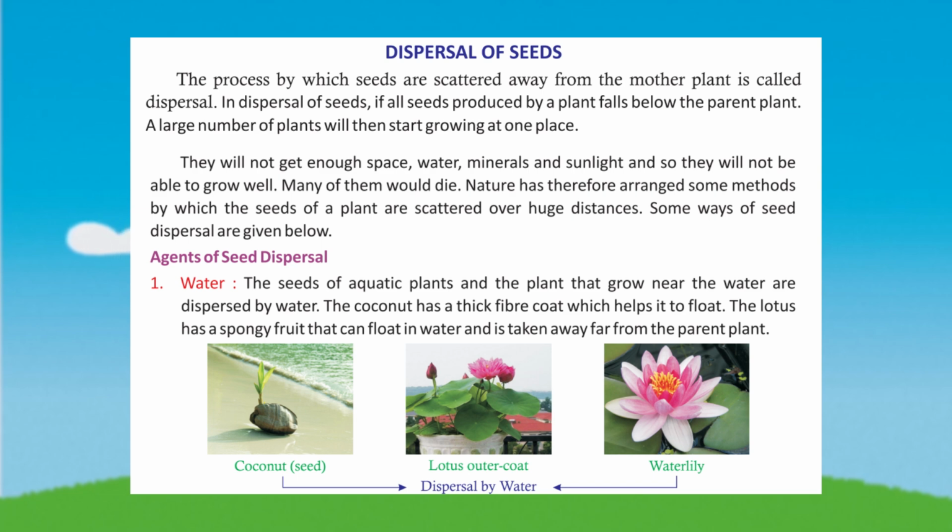Nature has therefore arranged some methods by which the seeds of a plant are scattered over huge distances. Some ways of seed dispersal are given below. Agents of seed dispersal. 1. Water. The seeds of aquatic plants and the plants that grow near the water are dispersed by water. The coconut has a thick fiber coat which helps it to float. The lotus has a spongy fruit that can float in water and is taken away far from the parent plant.